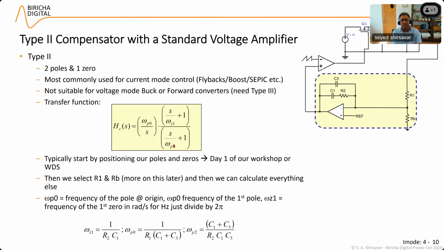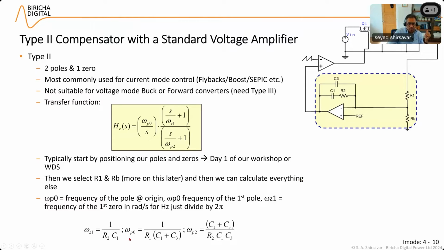Typically, we start by placing the positions of poles and zeros. During our workshop, we'd say how you do it by hand, but again, WDS does this for you. And then you select R1 and RB. This is a step-by-step, right? Typically, then, after we place the poles and zeros, saying, okay, I need a pole at this location. I need a zero at that location. Then I know my pole positions, and I just need to calculate the component values. And we often start with R1 and RB, which I'll explain a little bit later.